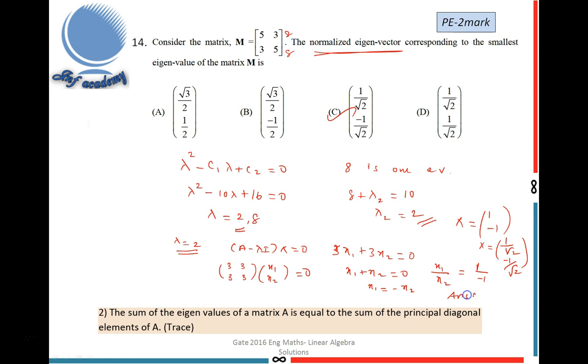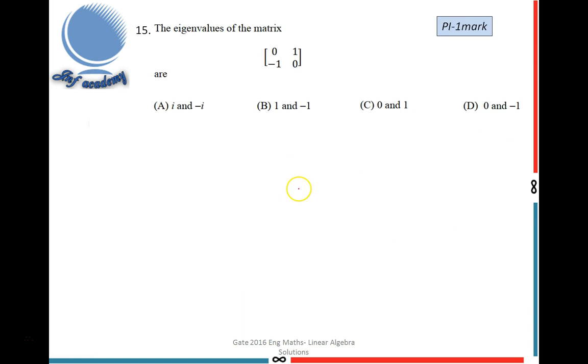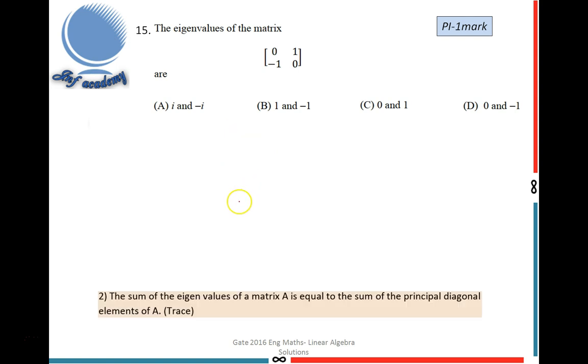The answer is option C. Now let's move on to the 15th problem. The eigenvalues of the matrix 0, 0, minus 1 are what? Here I use two properties, or otherwise the direct method: find the characteristic equation and solve it to get the answer. But here I use the property that the sum of the eigenvalues of the matrix A is equal to the sum of the principal diagonal elements. So here the sum equals 0. Which options give a sum equal to 0? These two are wrong because 0 plus 1 is 1, and 0 minus 1 is minus 1.